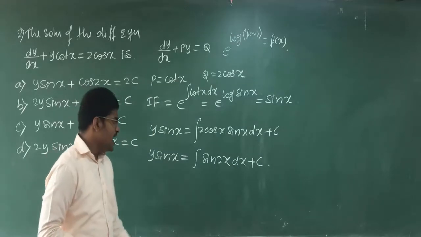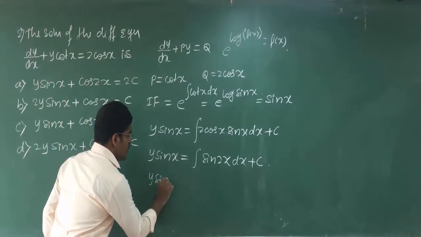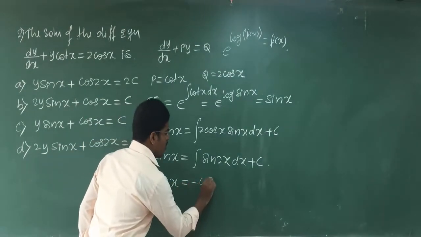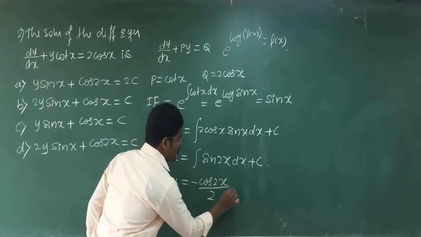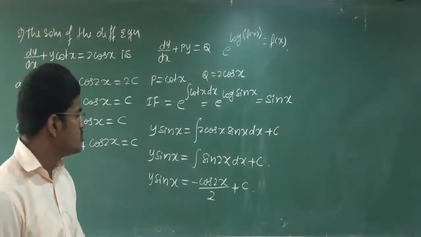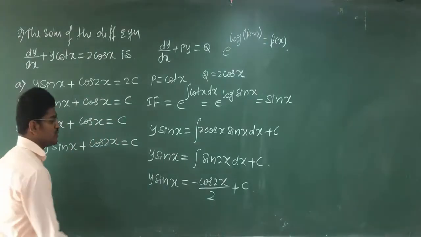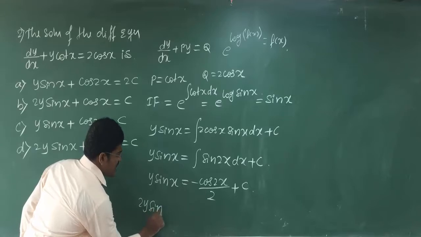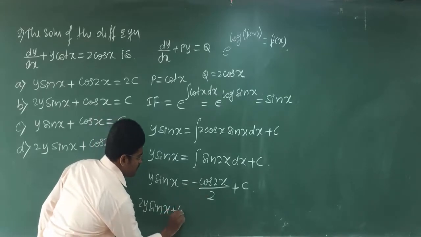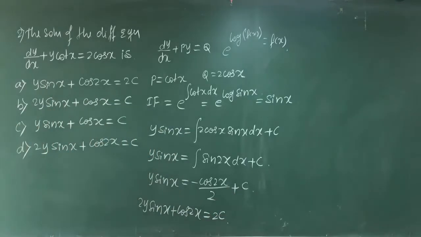Clear? So again, the integral of sin is minus cos. You are going to have y sin x equals minus cos 2x divided by 2 plus c. I think you got my solution. Clear? So now see what you have in your options. You have 2y sin x. That means this 2 has to be multiplied here. What are you going to have? 2y sin x. If I take minus on this side, it will be plus cos of 2x equal to, by LCM, 2c. Clear? Okay.